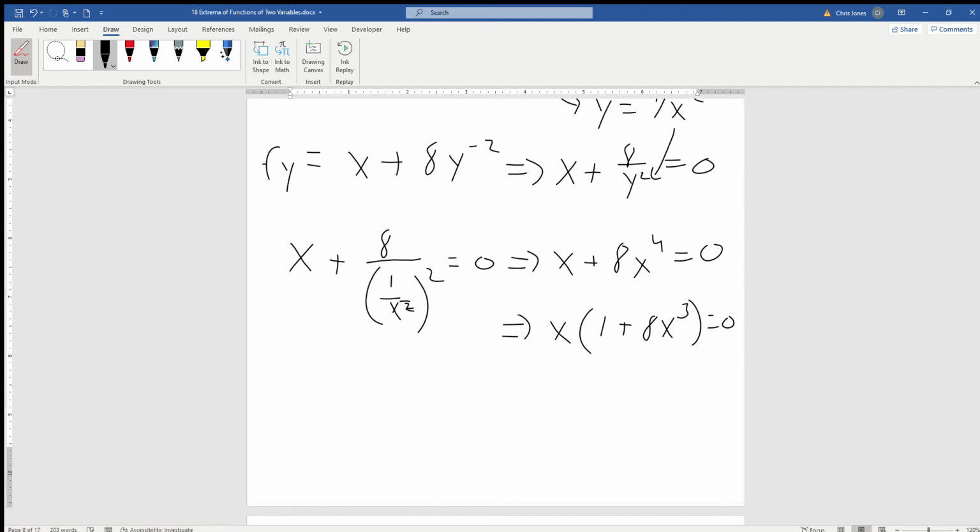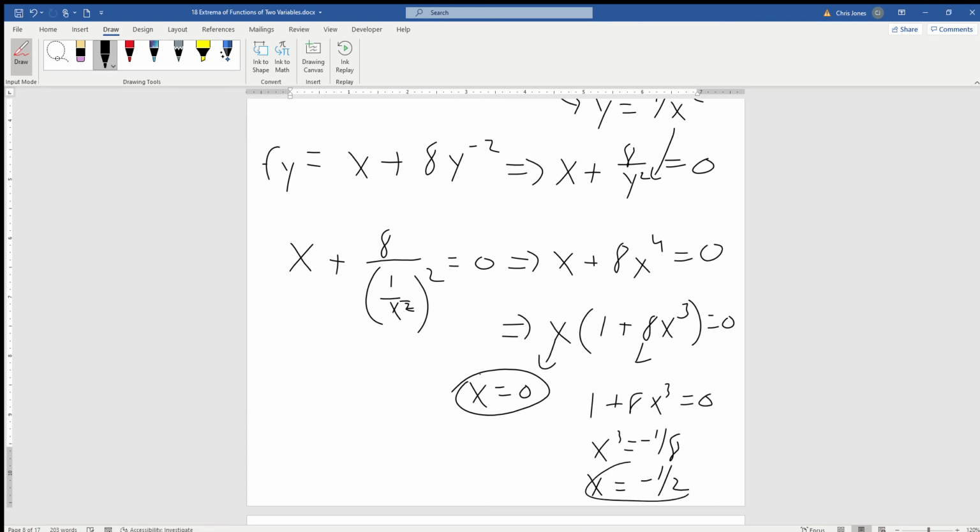All right? And so finally we get 2 solutions. x is equal to 0. That's an easy one. And then 1 plus 8x cubed equals 0 is going to yield this solution. So we're going to subtract 1, divide by 8. So we get x cubed equals negative 1/8. And if we take the cube root of both sides, fortunately, 8's a perfect cube, 1's a perfect cube, and we end up with x equals minus 1/2. So that's really nice.